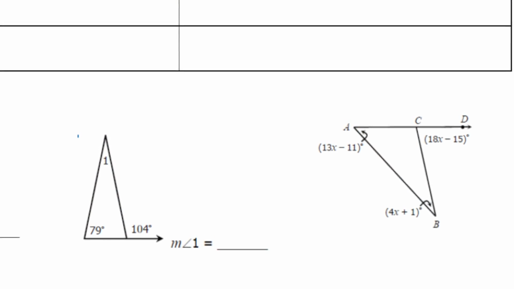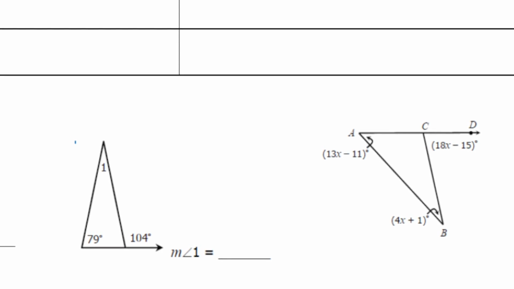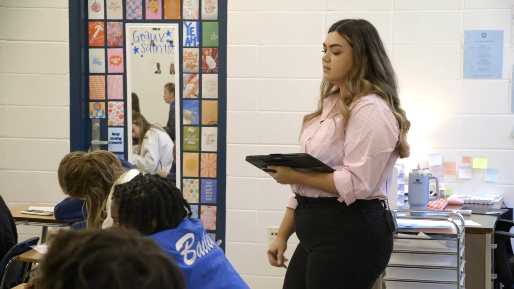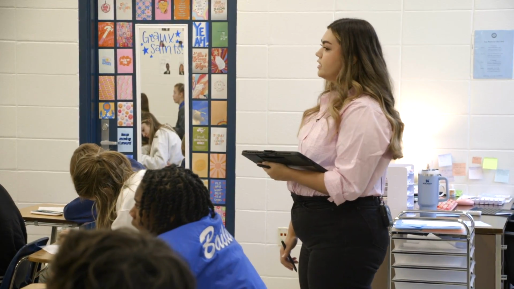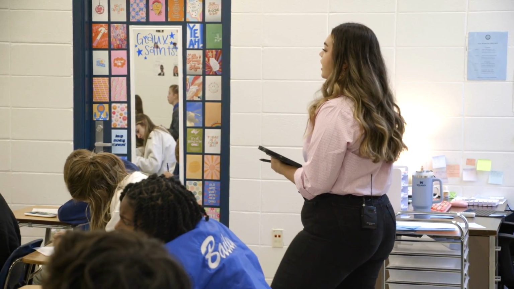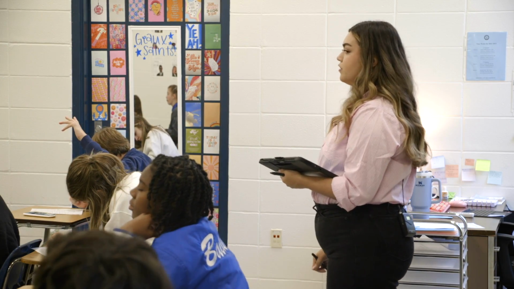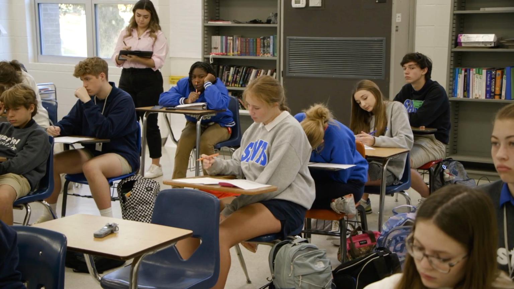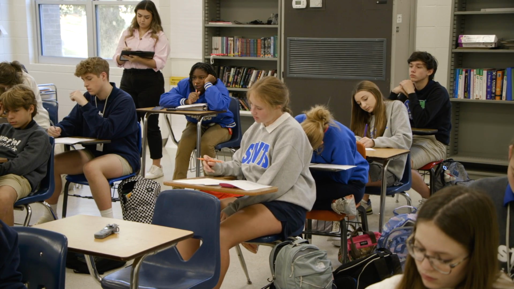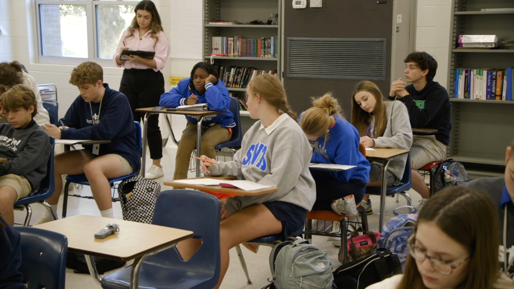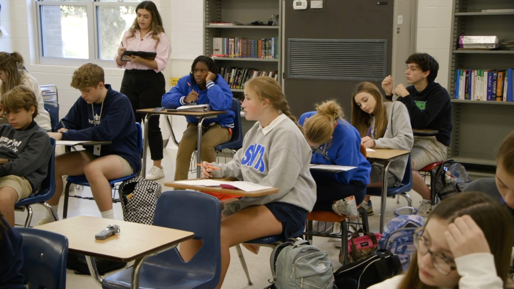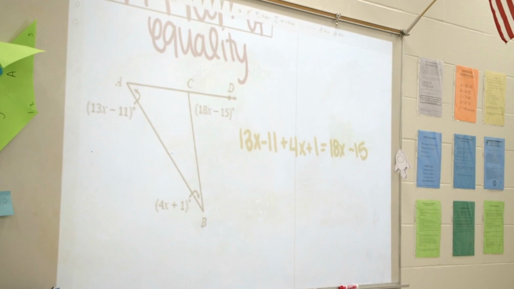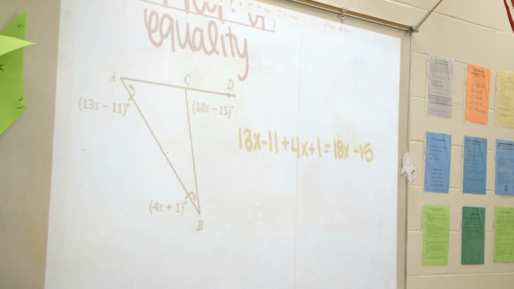Okay, our last one, we have triangle ABC. So we're bringing back x, we're bringing back our linear equations. Can someone tell me how I would set this one up in order to find x? Francis, what you got? 13x minus 11 plus 4x plus 1 equals 18x minus 15. Should equal 18x minus 15. And y'all go ahead and solve for x and find me my angle measures.